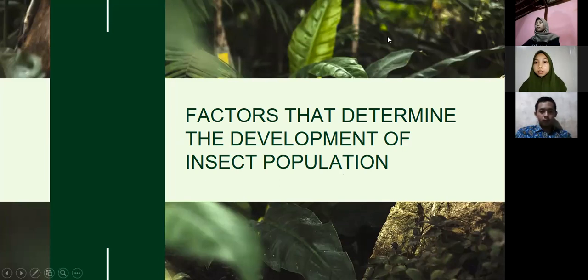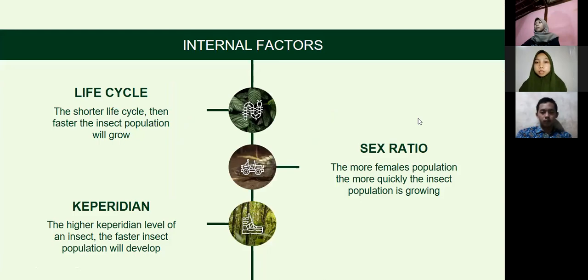Factors that determine the development of insect population. Next. Internal factors. First, life cycle. The shorter the life cycle, then the faster the insect population will grow. Then sex ratio. The more females in the population, the more quickly the insect population is growing. Coperidian. The higher the coperidian level of an insect, the faster the insect population will develop.